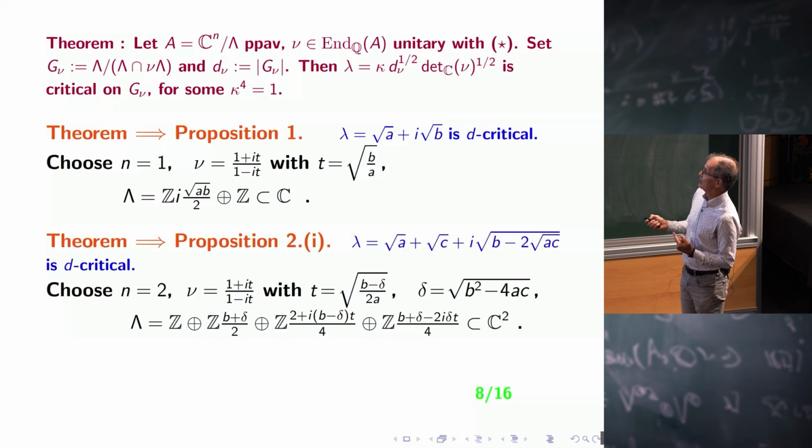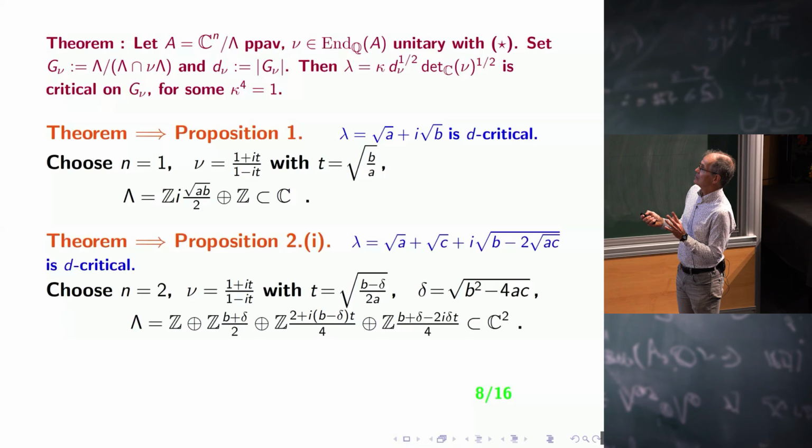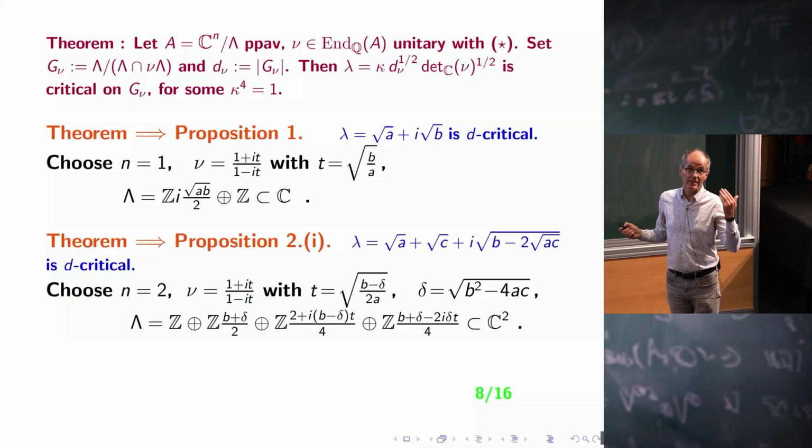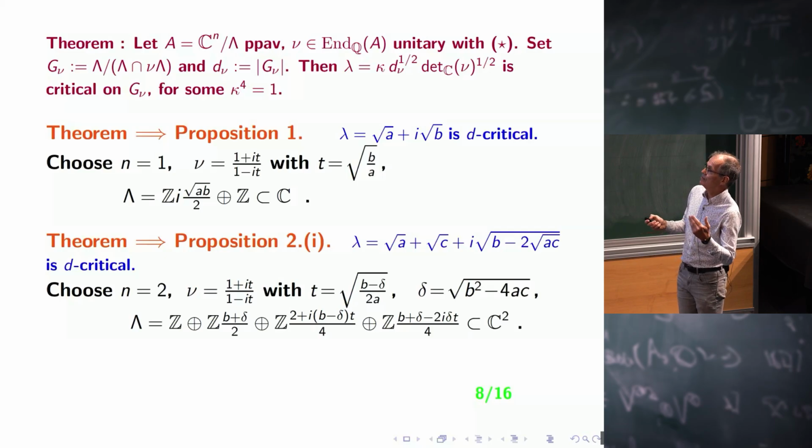So it looks a little bit complicated. But the point is that this lattice is related to, in this case, the Abelian variety will be a CM Abelian variety associated to a CM field. This CM field will be the field generated by IT. T is exactly this number.